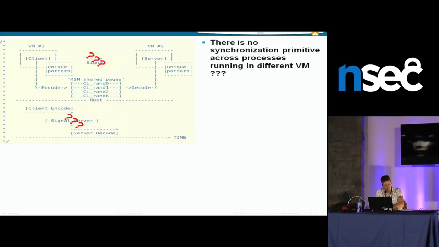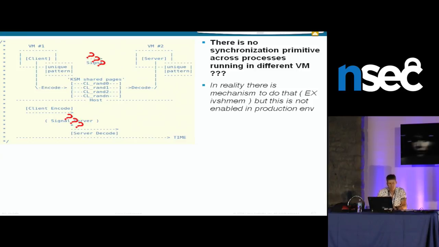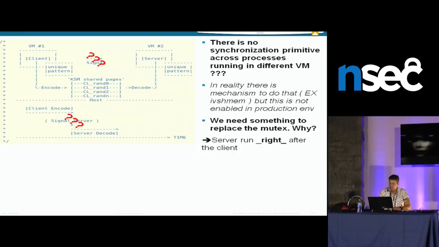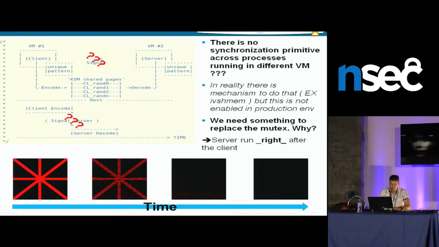The other problem that I realized with this scheme is that there is no synchronization primitive that spans different VMs. Well, in reality, there are mechanisms out there. IVSHMEM is just one example, but this is not enabled in production environments. With IVSHMEM, you can signal a semaphore across VMs and so on. So we basically need something to replace the mutex that I was using to signal the server and the client. Why? We want the server to run right after the client, because if we wait too long, the data that we put in the cache is going to be completely gone. Ideally, we want the client to run and the server to run right after. If we wait too long, all the data is gone.